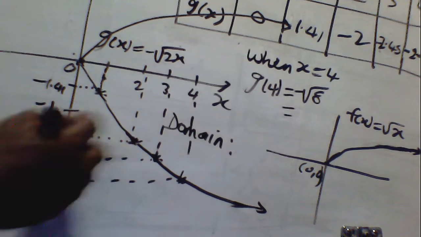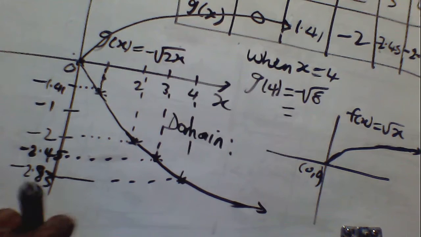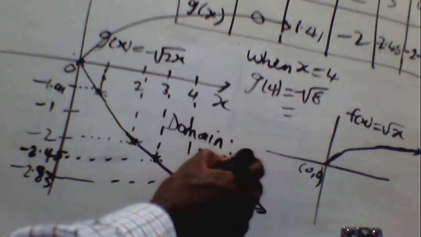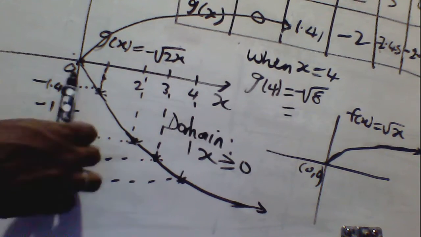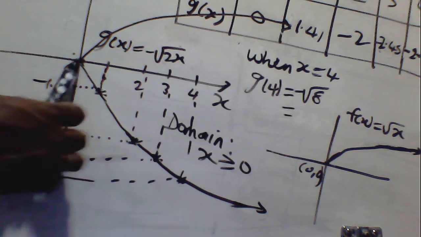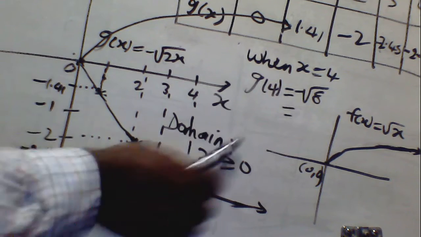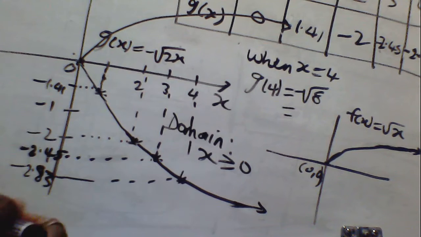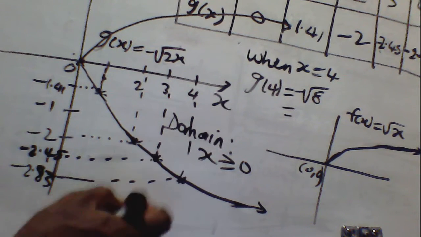Non-negative. I don't know where to write it, but the range. So the domain is what? x greater than or equal to 0. That is the domain, as we have seen from the parent. The domain x is greater than or equal to 0. All these values of x are greater than 0. If it is here, x will be less. So all these values, the domain is greater than what? 0.